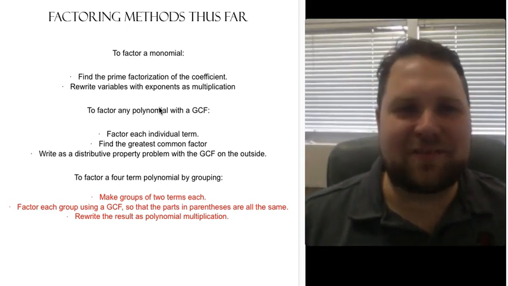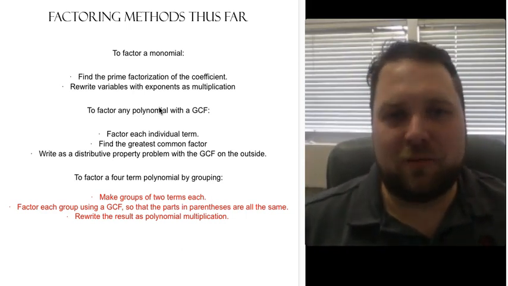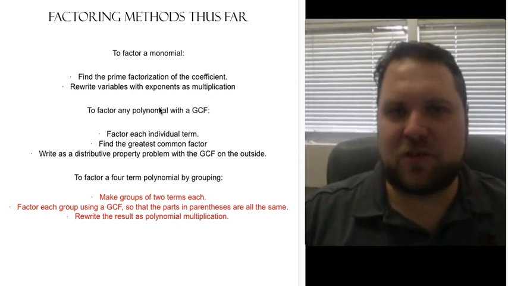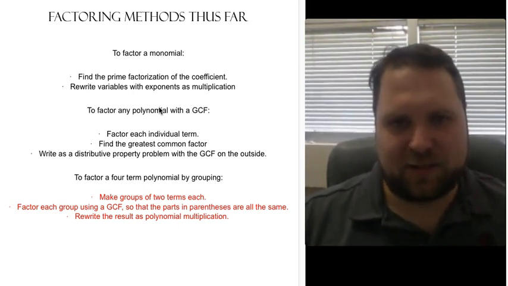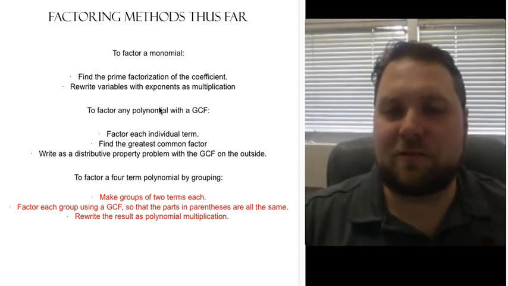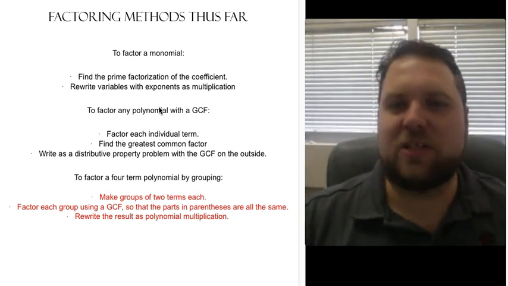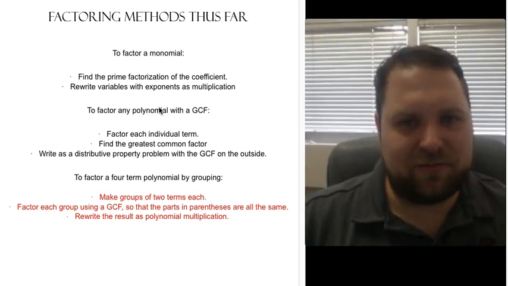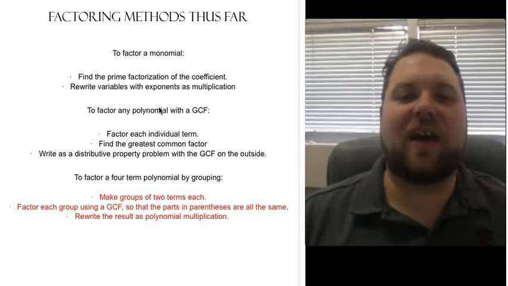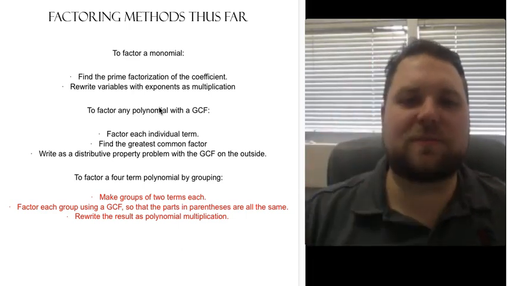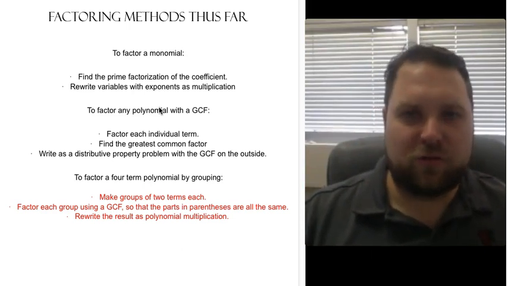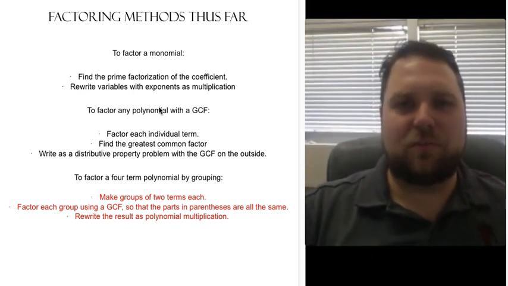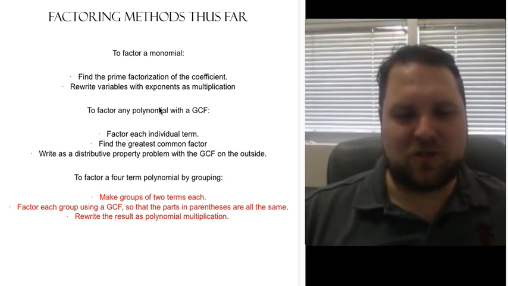here's what we've done so far. We know how to factor a monomial, get the prime factorization of a coefficient, rewrite the variables without exponents. We can factor using the greatest common factor. We factor each term of the polynomial, see what they have in common, write it as the distributive property. And now we know if we've got 4, count them, 4 terms in that polynomial, we can group the first 2 and the last 2, pull out a greatest common factor, and rewrite it as polynomial multiplication.